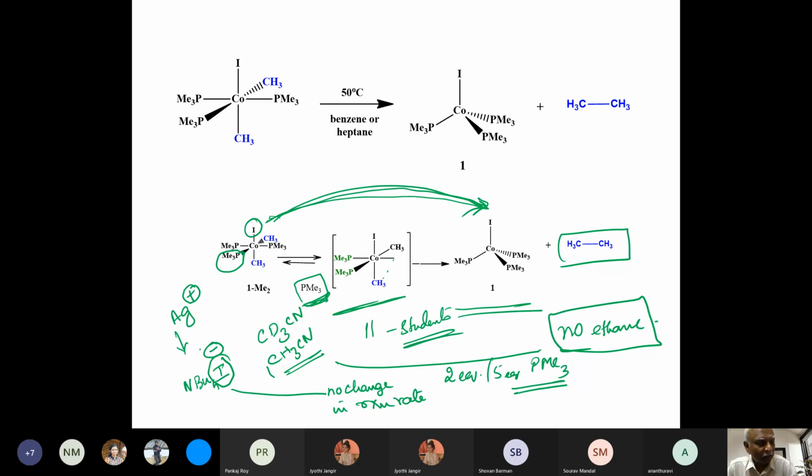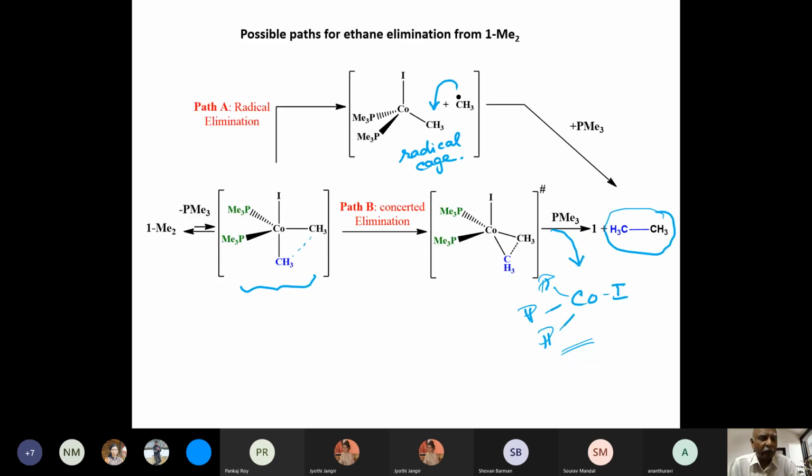So that is interesting because the reaction rate is clearly affected by addition of PMe3. It's not affected by NBu4I. So silver ion is a good test. If you add silver ion, there should be no change in the reaction because I- is not coming out. Okay, so these are some initial experiments.